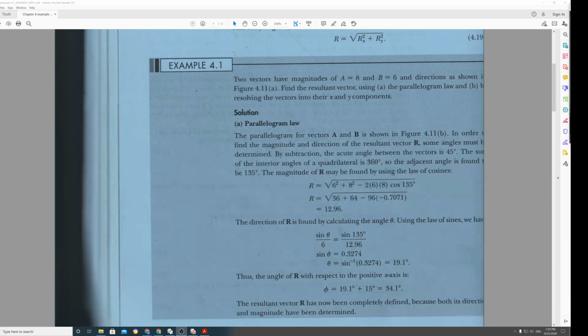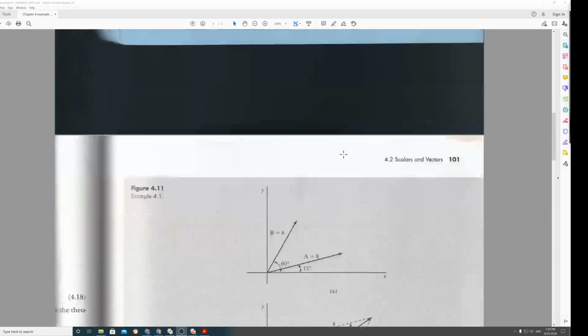Okay, I'm going to take a look at example 4.1. You have two vectors and you want to add them together, and there are two approaches. One is using the parallelogram law, part A, and part B is using the component method, which is really the method where you apply the unit vectors. All right, so let's take a look at this first.